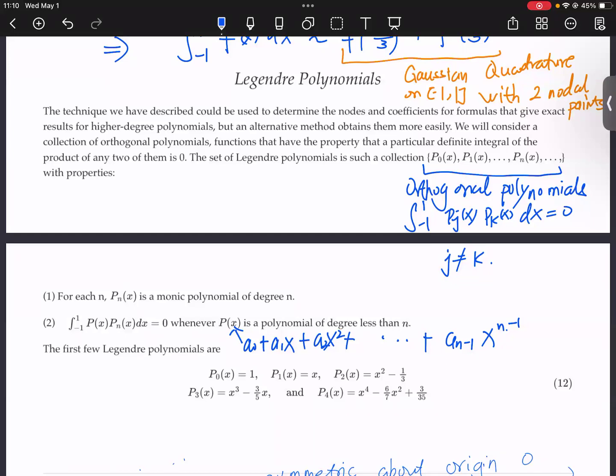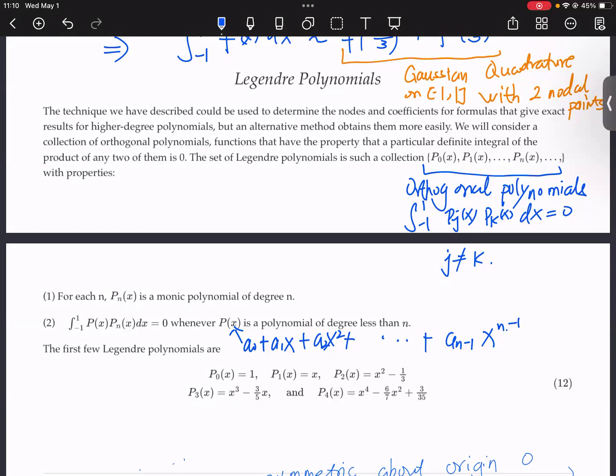This is the integration of any polynomial of degree less than n, in the product with the Pn(x), and it equals 0. Does it make sense? We don't include the x^n term here because the x^n term could have some non-zero values in the integration itself. Does it make sense?